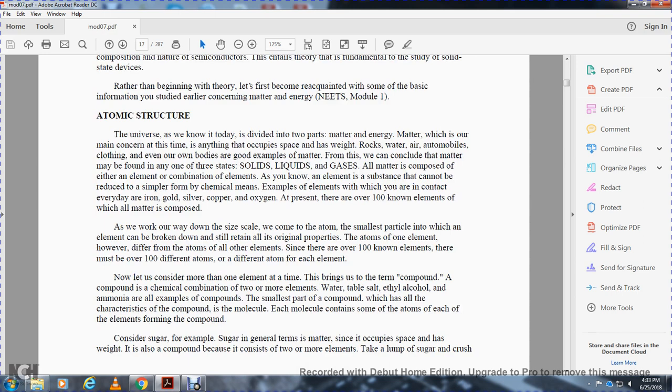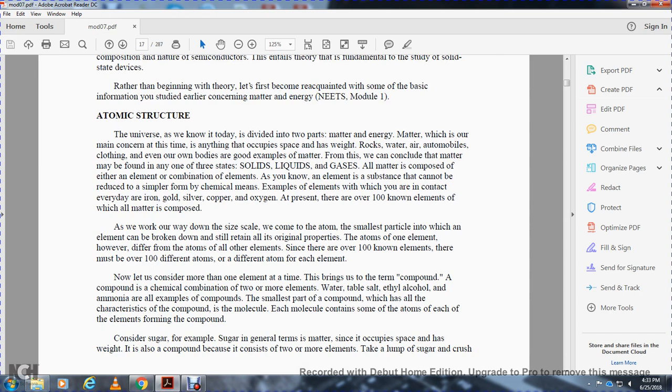The universe as we know it today is divided into two parts: matter and energy. Matter, which is our main concern at this time, is anything that occupies space and has weight: rock, water, air, automobiles, clothing. Even our body is a good example of matter. From this we conclude that matter may be found in one of three states: solid, liquid, and gas. All matter is composed of either elements or combinations of elements.